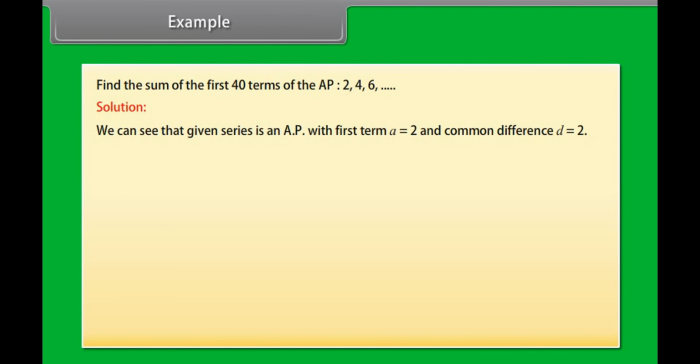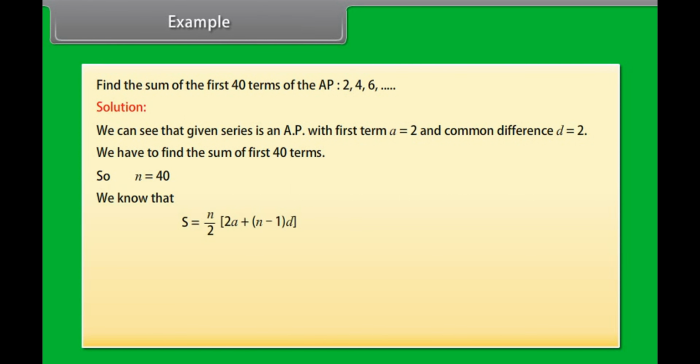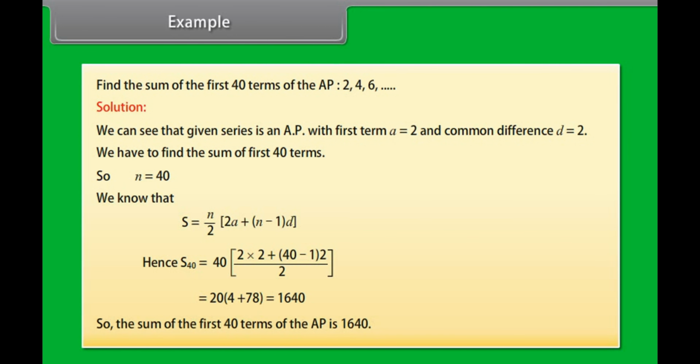We can see that the given series is an AP with first term a equal to 2 and common difference d as 2. We have to find the sum of first 40 terms. So, n is equal to 40. We know that S is equal to n upon 2 into (2a plus (n minus 1) into d). Hence, S40 is equal to 40 upon 2 into (2 into 2 plus (40 minus 1) into 2), which is equal to 1640. So, the sum of the first 40 terms of the AP is 1640.